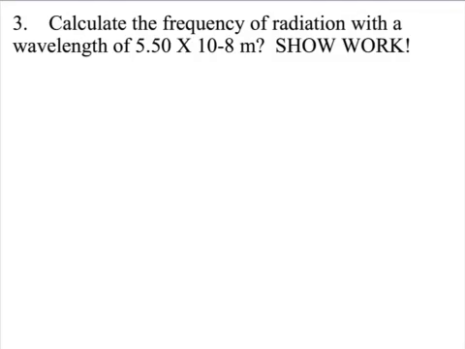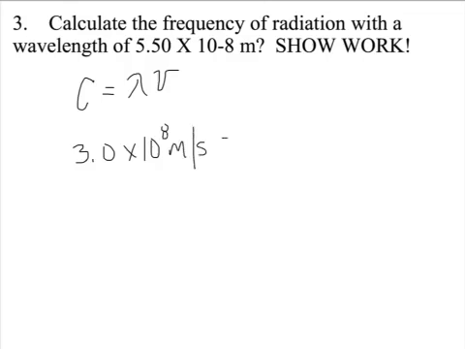The equation that relates wavelength and frequency of light is as follows. c, which is the constant speed of light, equals lambda, which is wavelength, times nu, which is frequency. And so all I need to do is fill in what I know and solve for what I don't. Speed of light, being a constant, is 3.0 times 10 to the 8th, and the unit is meters per second. In this case, I do know the wavelength, 5.50 times 10 to the negative 8th meters. And I do not know the frequency. That's what I'm solving for.